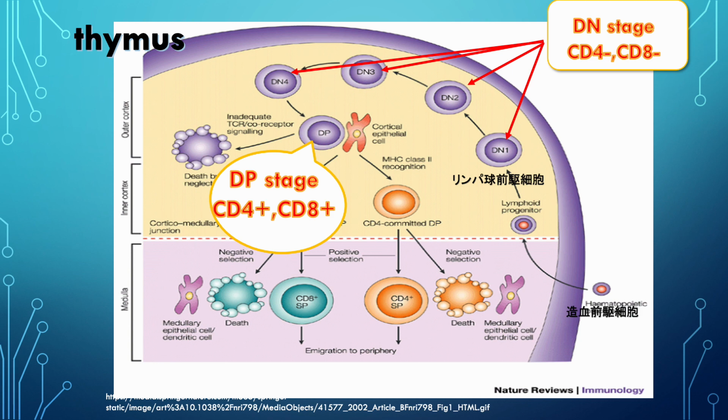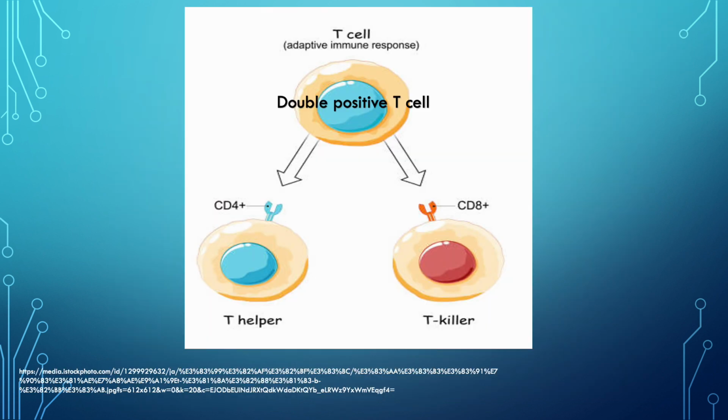As the cell moves through the DN stage, it will then begin to express both CD4 and CD8. This state of the dual expression of CD4 and CD8 is called the double positive stage, and this cell is double positive T cell. After the DP stage, double positive T cells lose either CD4 or CD8 and become the single positive T cells. It is SP stage. Those with CD4 but no CD8 become helper T cells, and vice versa, killer T cells.